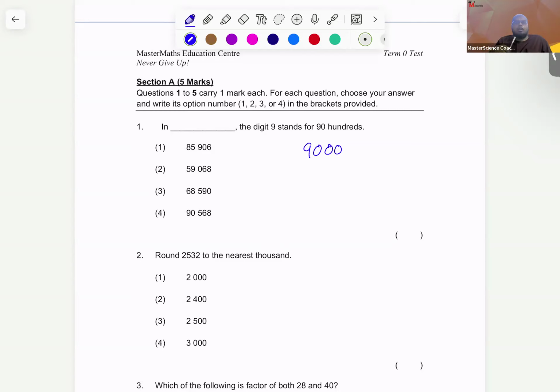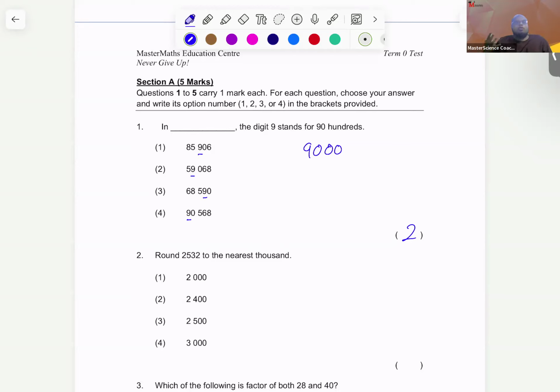Okay. Round off 2,532 to the nearest thousand. Okay. This one was one of the questions. Rounding off is something that, for some of you, is like last minute I go through before the test, right? Okay. So round off to nearest thousand means I'm going to round off this digit 2. I look at the number beside it. I circle 5. Is it something that we have to round up or round down?